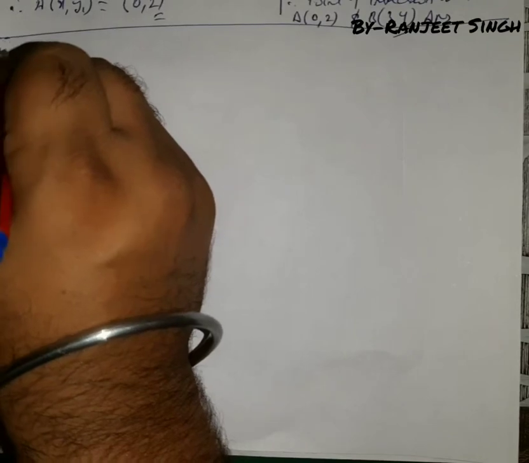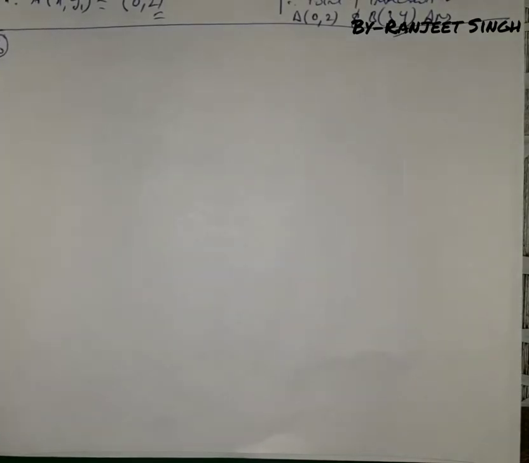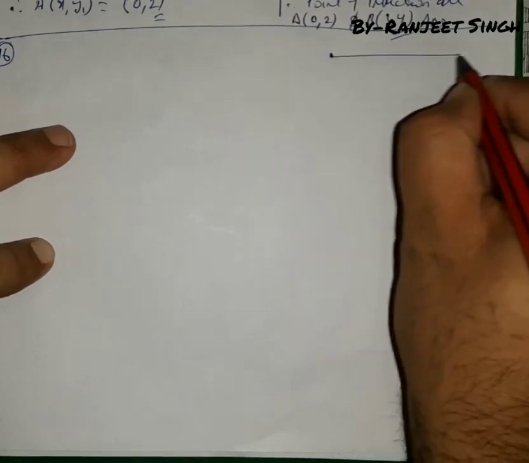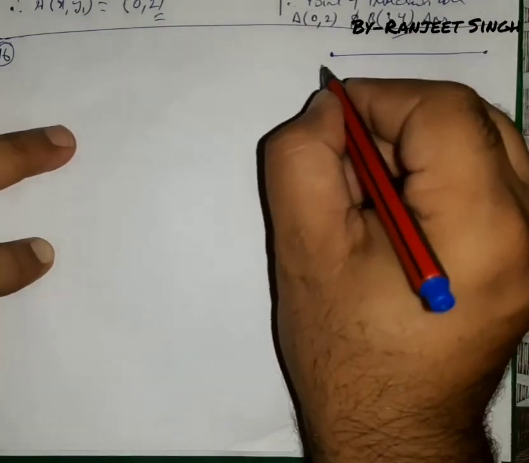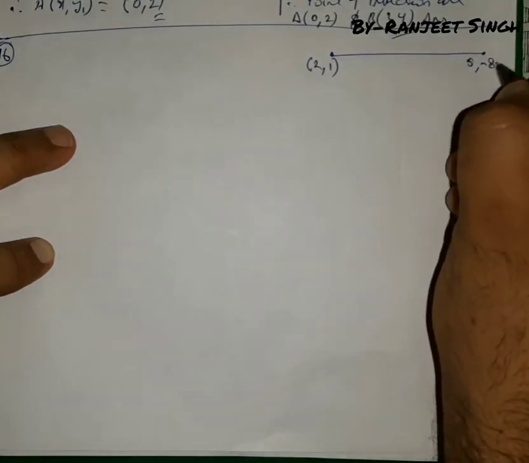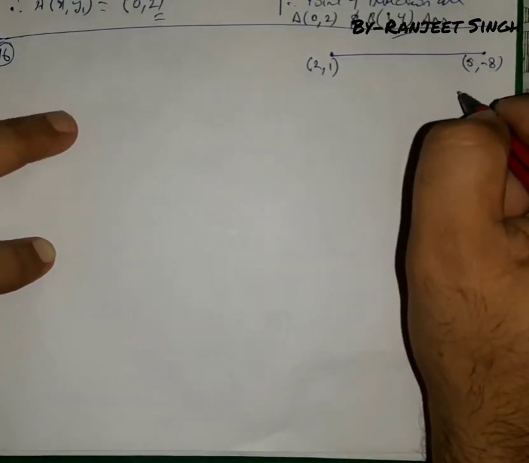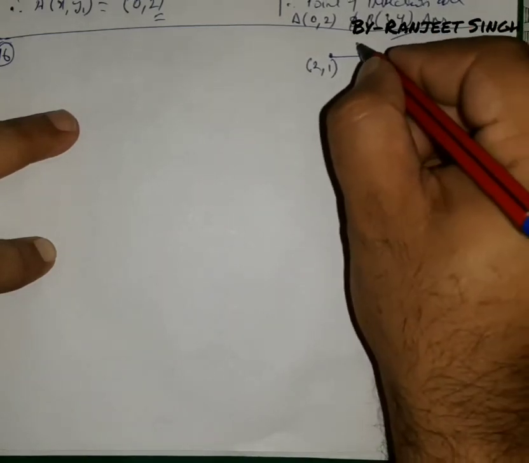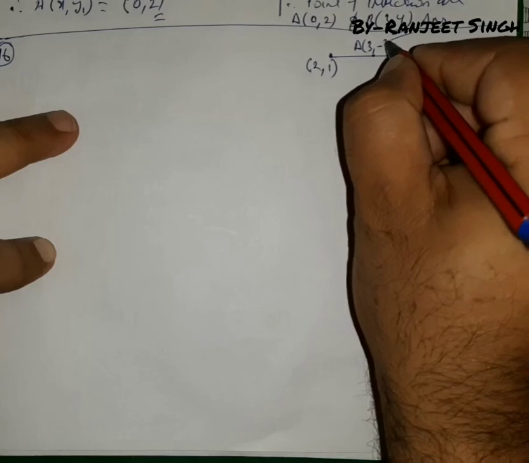So the question is, this is what is given now. The line segment is given as 2, 1 and 5, -8, and this point is given. Let us say that it is given as A 3, -2.